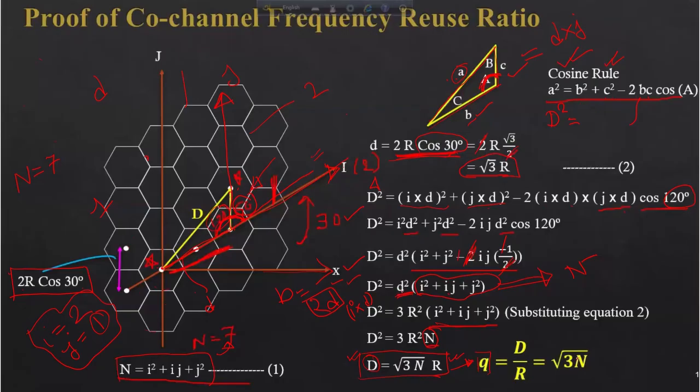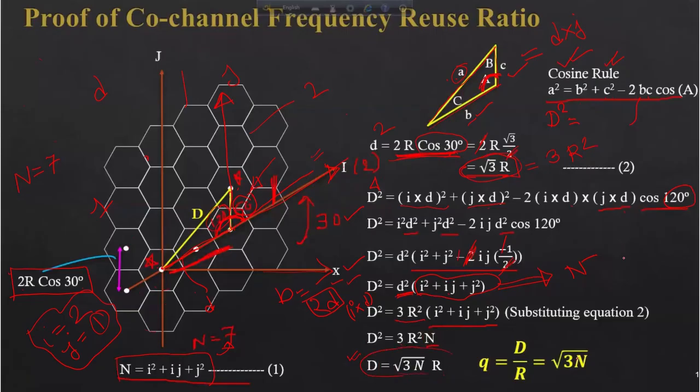Now, instead of d square, we are using this formula. So if you square this, what will you get? 3r square. So we are using 3r square. Now, we are getting capital D square is equal to 3n r square. So if you take the root on both sides, then you will get D is equal to root 3n r. Okay, so this is our capital D.